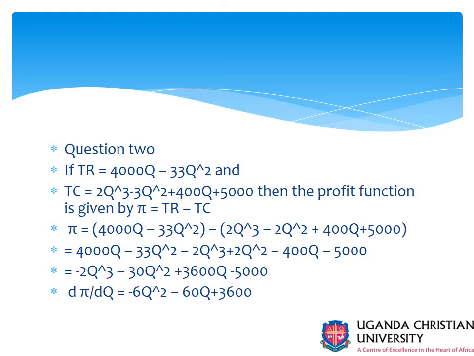So the profit function we got was negative 2Q cubed minus 30Q squared plus 3,600Q minus 5,000. So this is the profit function that we differentiated. So we differentiate profits with respect to output, and then after differentiating that profit function, we came up with negative 6Q squared minus 60Q plus 3,600.